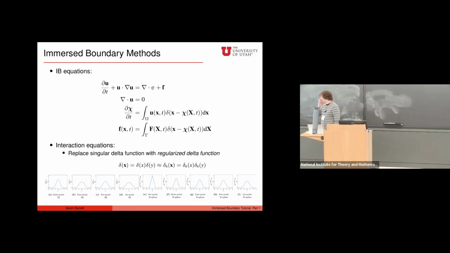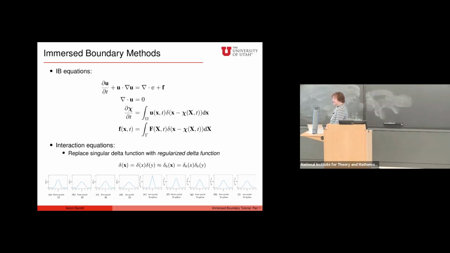The key things here are the interaction equations. How do we go from our fluid to our Lagrangian structure? So how do we interpolate velocities? How do we spread forces? We do the same thing that regularized Stokeslets does: we replace our singular delta function with a regularized delta function. And this is where we have a key difference between immersed boundary and regularized Stokeslets. With regularized Stokeslets, we need to choose a delta function such that we can evaluate the Green's function, with some caveats.